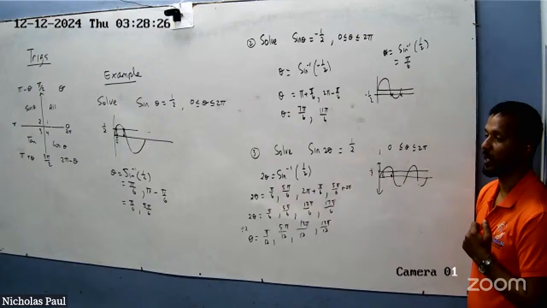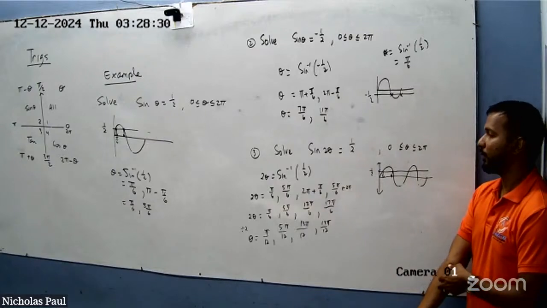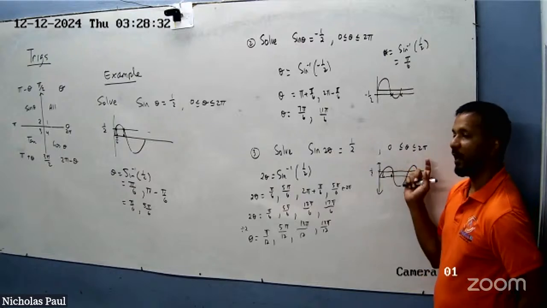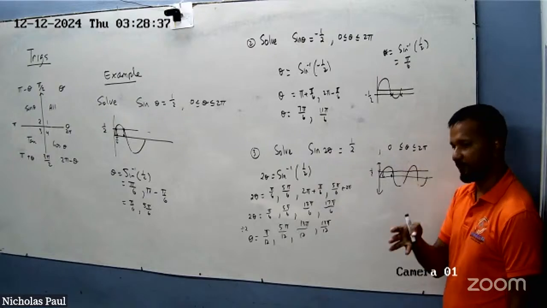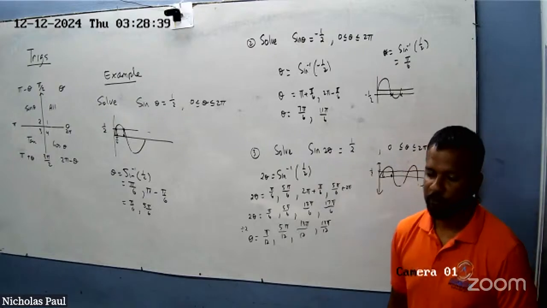Come on, answer two again. 8 answers, okay? Every 2 pi is supposed to get 2 answers. If it's 4 pi, it's 4. 4 pi will take the 8.